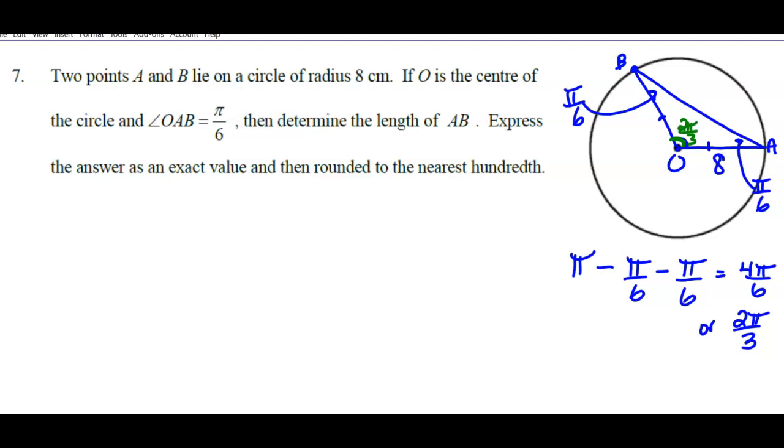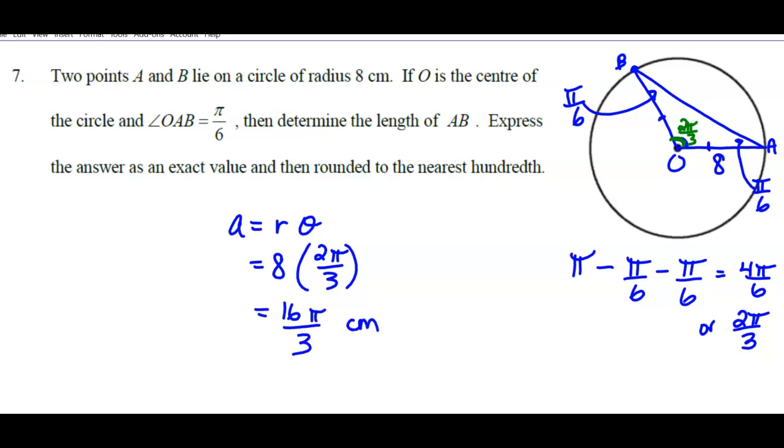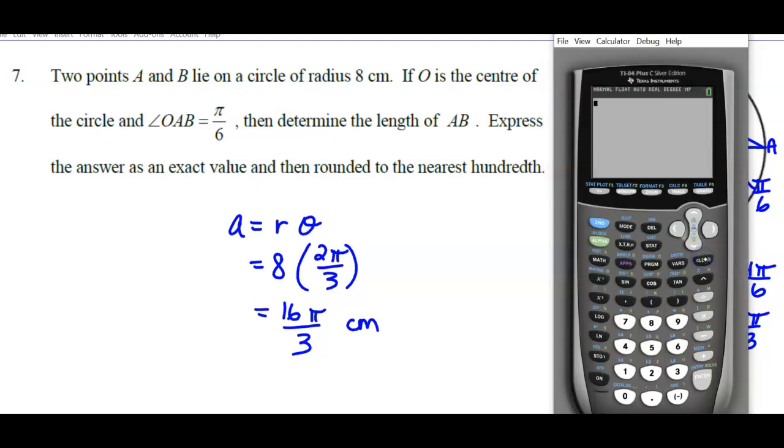So now we're wanting to find the length of AB on the circle. So that's arc length. A equals r theta. Radius is 8. Theta is 2 pi over 3. Okay, and this would be in centimeters. 16 pi divided by 3. So I ended up doing this whole question, but anyway.